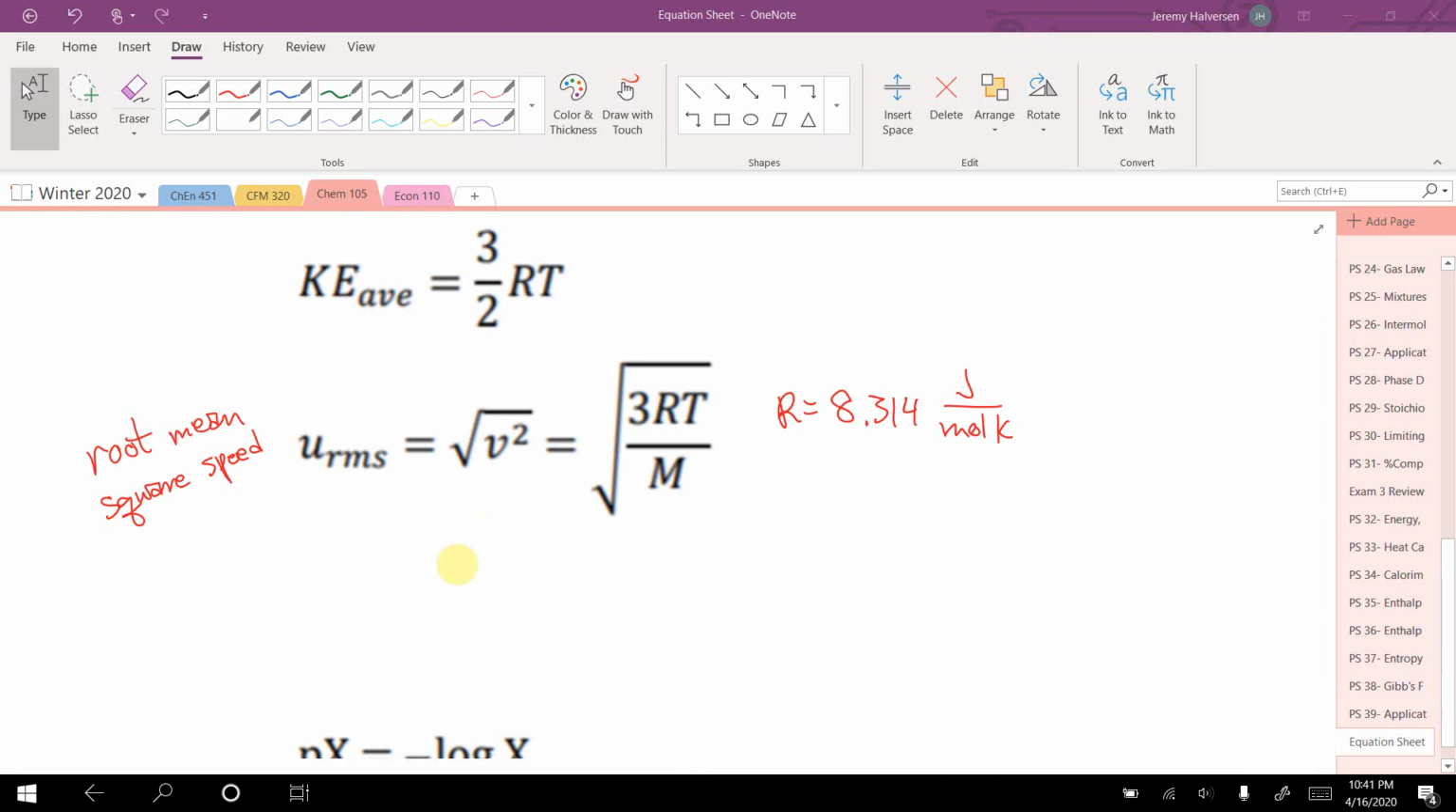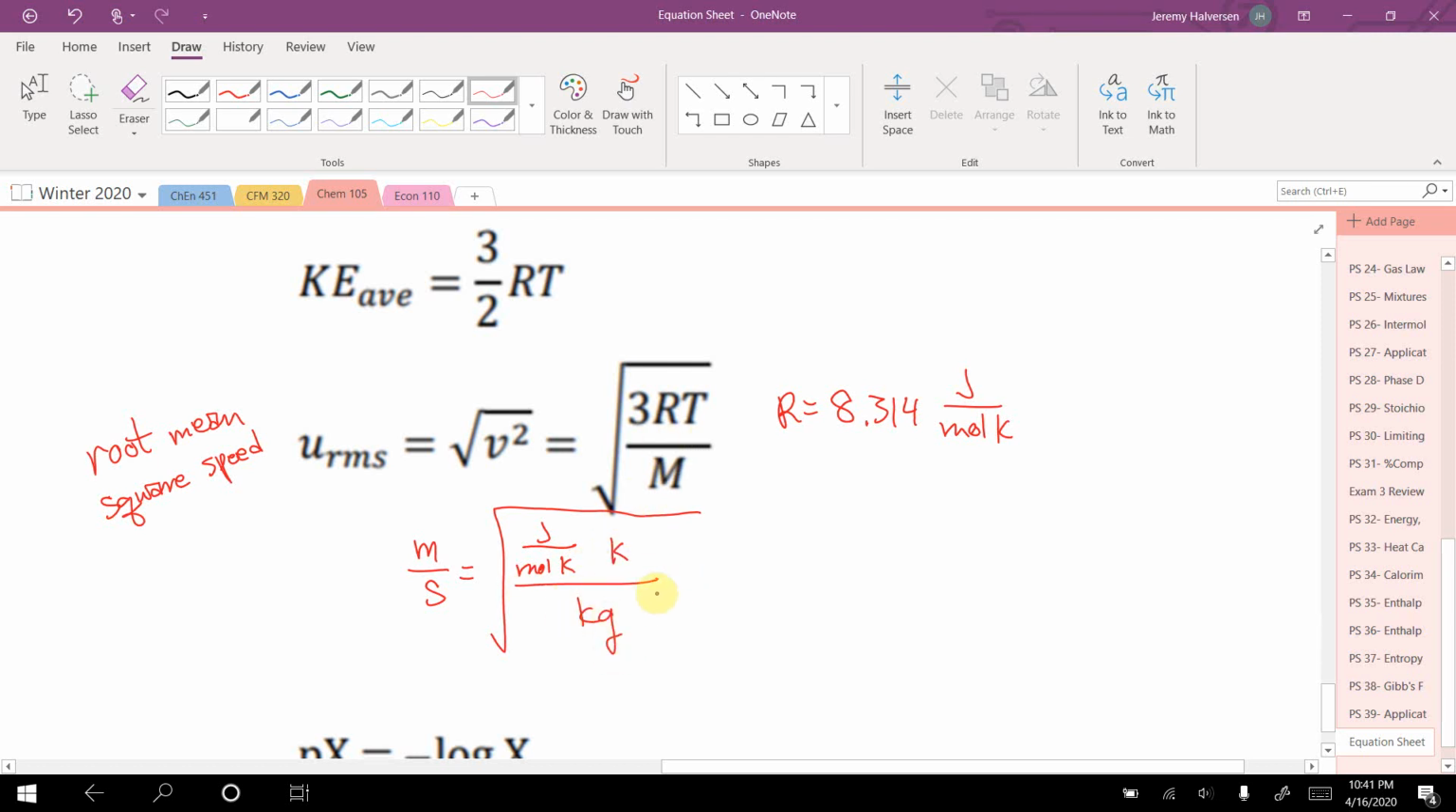So let's look at it. Root mean square speed, it's a speed, so it's going to be meters per second. It's going to equal the square root of 3 times R, which is going to be joules per mole Kelvin, times temperature, which is Kelvin, over mass, we're going to use kilograms. And remember, I'm going to rewrite this, because joules we're going to break down into kilogram meter squared per second squared, that's my joules, per mole Kelvin. So that's my value for R. Then my temperature is in Kelvin, and my mass is going to be in kilograms.